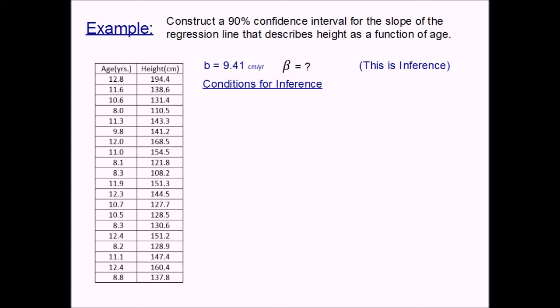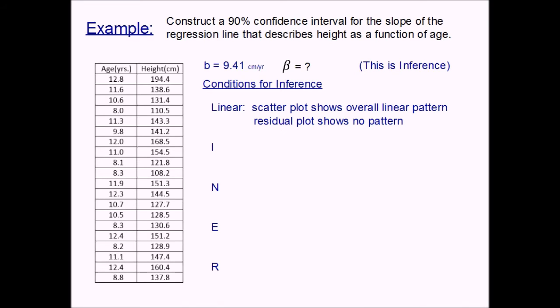And for inference, we, of course, have to meet conditions for inference. These are a little bit different for two variables, although you'll see are similar in many ways. There are 5 conditions which conveniently have an acronym, LINER. L stands for linear, which means the scatter plot of your sample data should show an overall linear pattern, and if you look at the residual plot, there should be no pattern there, which again is confirming that there's a linear relationship between x and y.